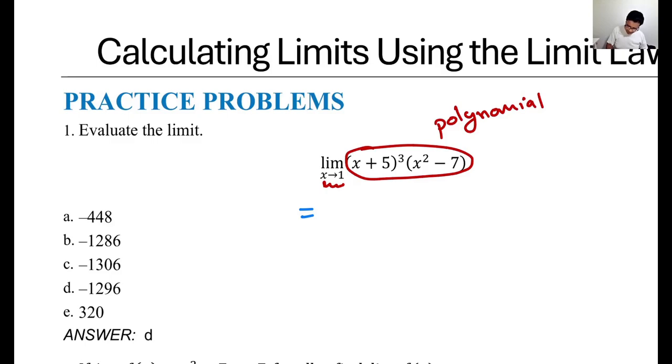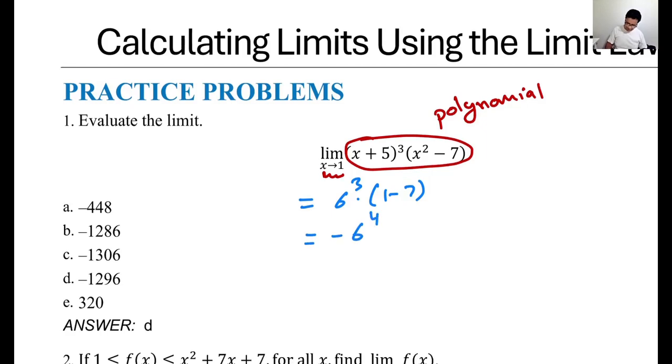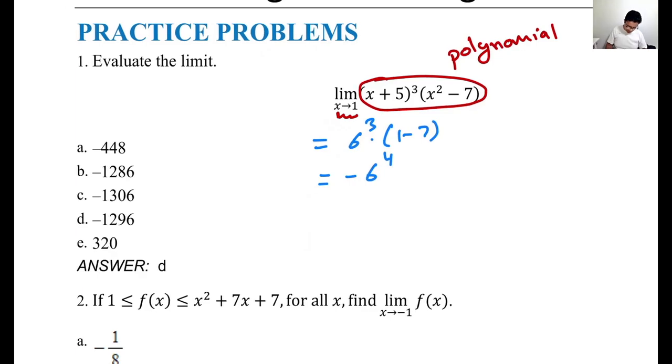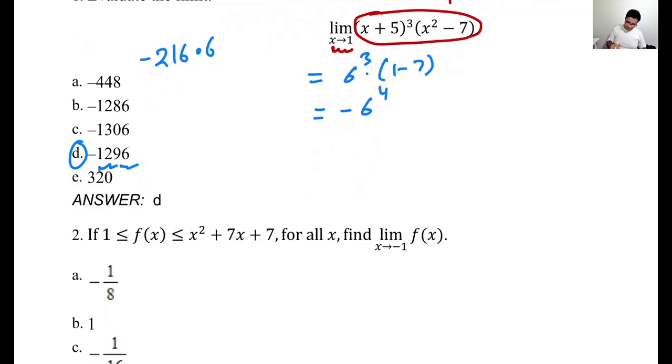So that would be (1 plus 5), 6 cubed, times (1 minus 7), which would be negative 6. So basically negative 6 to the power 4 if you try to simplify that. Okay, and turns out that value is negative 1296. I did not know that. I knew that 6 cubed is 216 times 6 makes sense. Okay, 1200, and then 16 times 6 is 96.